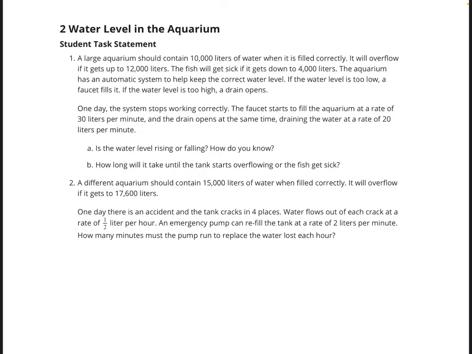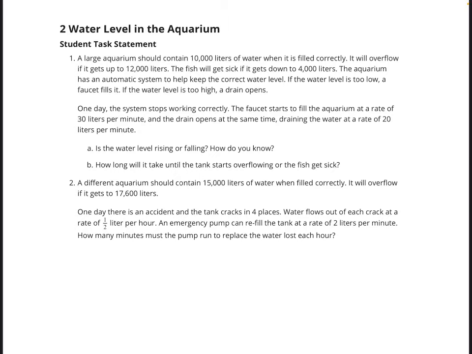The aquarium has an automatic system to help keep the correct water level. If the water level is too low, a faucet fills it. If the water level is too high, it drains open. One day, the system stopped working correctly. The faucet starts to fill the aquarium at a rate of 30 liters per minute, and the drain opens at the same time, draining the water at a rate of 20 liters per minute. Part A. Is the water level rising or falling?